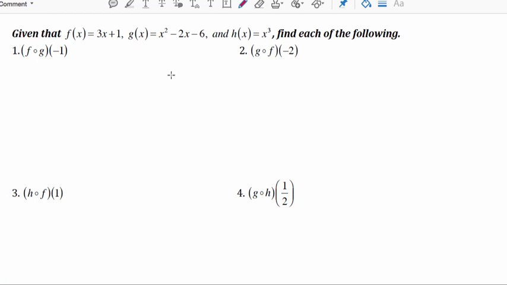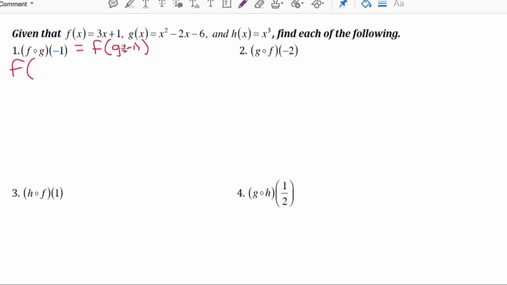In section 2.3, we are working on composition of functions, and the notation f of g of negative 1 can be written as f of g of negative 1. Sounds like I said the same thing, but it's written differently. And so you can see by this notation that we are going to first find g of negative 1 and calculate out a value. And then when we get that value, that gets plugged in or substituted in for f.